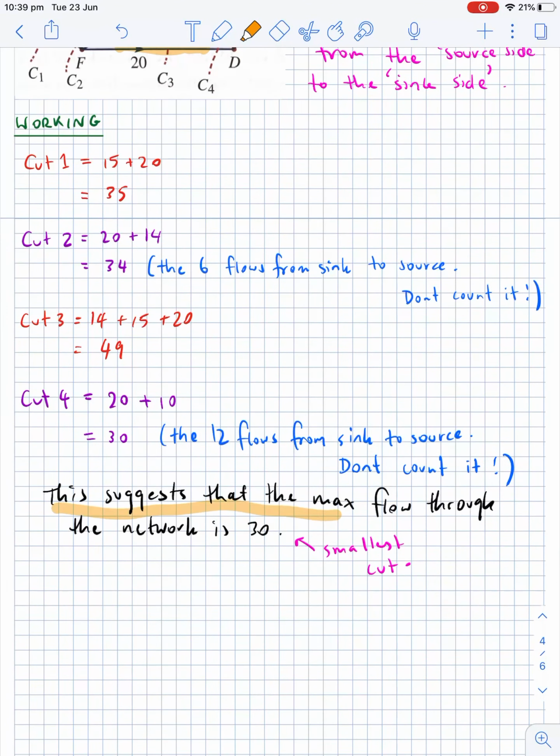This suggests that the maximum flow through the network is 30, because this was the smallest number out of all these cuts that we found. We haven't checked every cut, but out of these ones, it suggests this is the lowest, so therefore, that is most likely going to be the maximum flow of just 30.